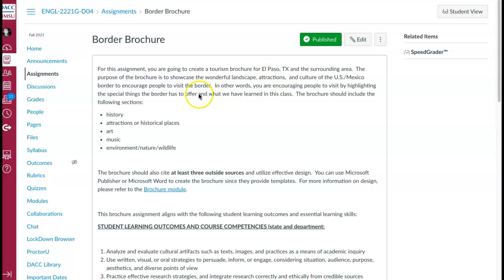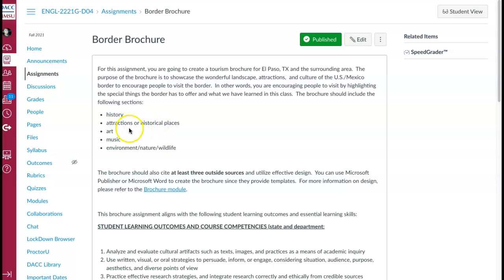So for this section, you could include when El Paso was established, some of its history, like going back to it being part of the Wild West, the railroads, up until now. So it's up to you what you think are the highlights of the history of El Paso.